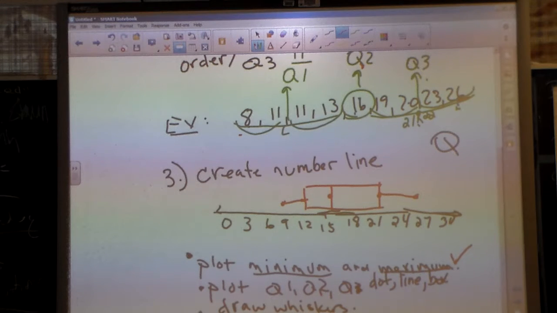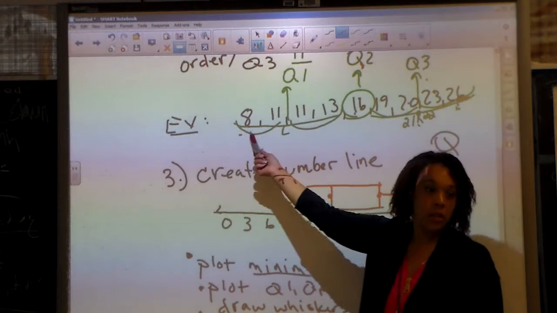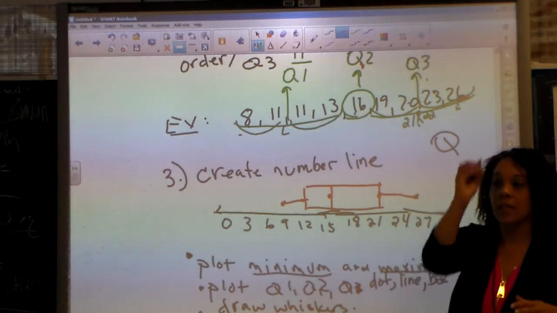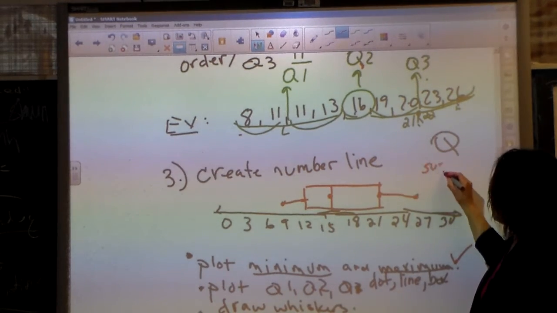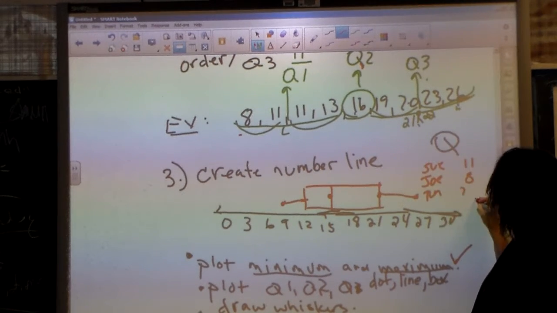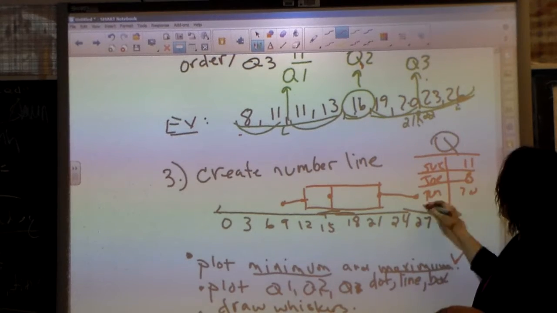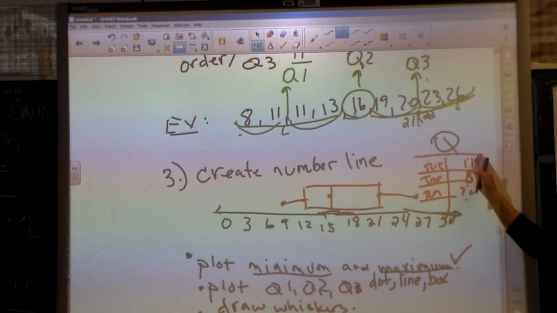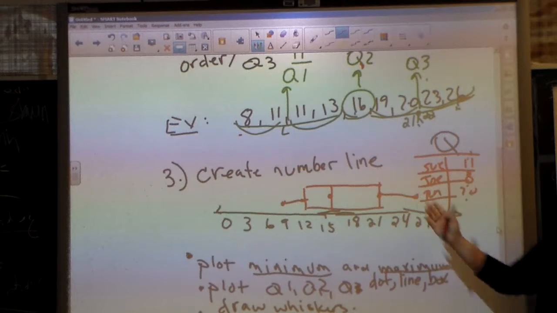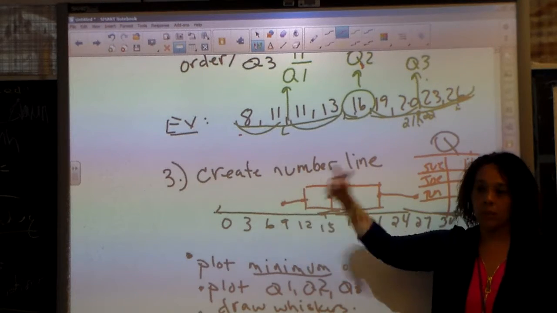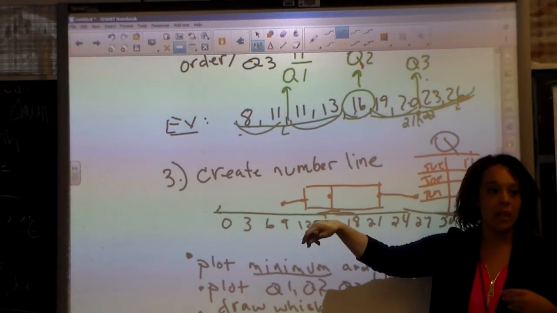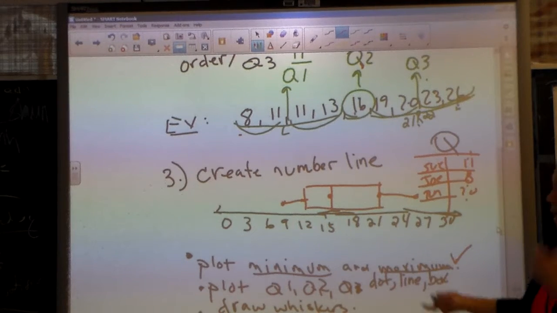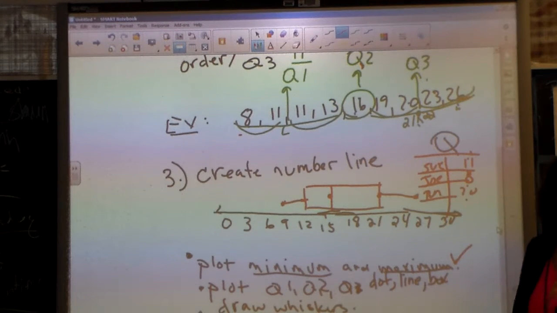There's 2 of those, all right? One of them gives you the numbers like this in a row. The other one puts the numbers in a table. Like it might say Sue has 11, Joe has 8, Tom has 20, like this. These are your numbers. So you would just take those numbers out of the table and do the same order. Put them in order from least to greatest, find the medians, find the minimum and maximum, plot them on a number line. Got it? Great.